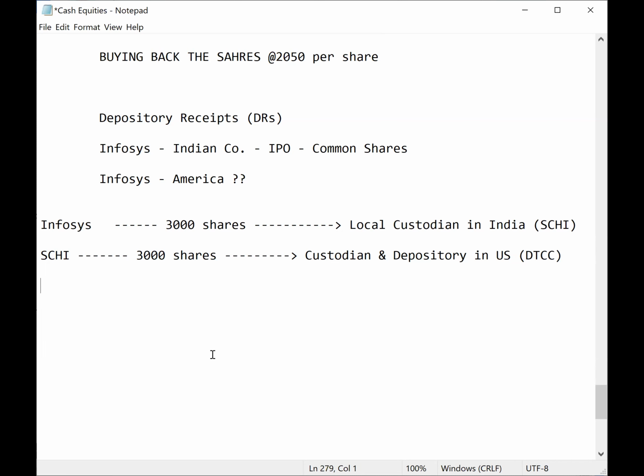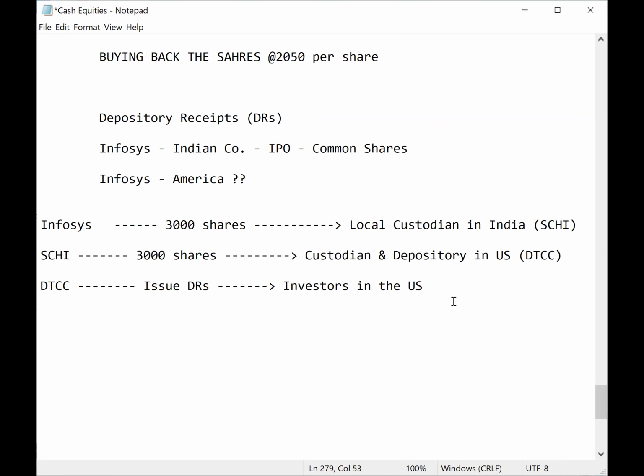What would DTCC do is, they would issue depository receipts to investors against those shares. DTCC is having 3,000 shares. So what it has done is it has issued depository receipts to investors in the US now.